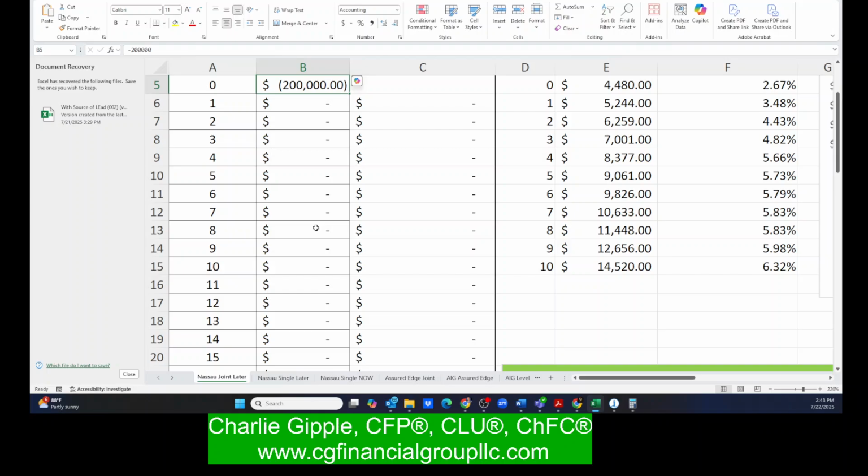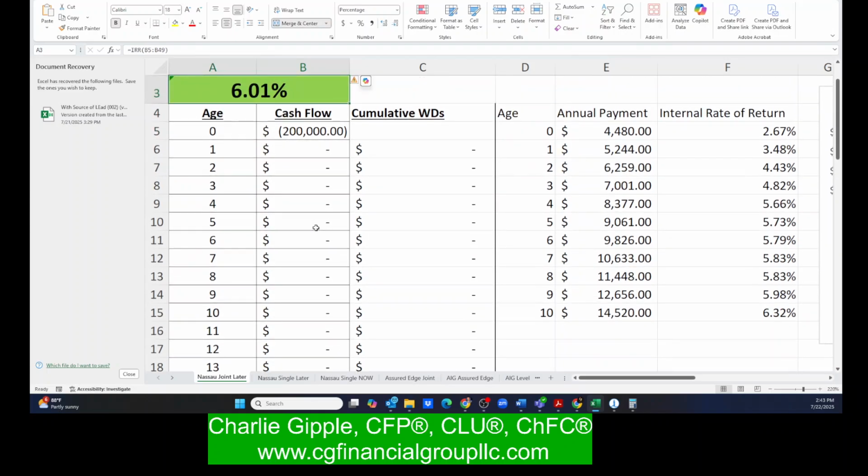So the question that we look at here, or the answer that we're looking for, is: what is the internal rate of return on that cash flow? And I saved it for the end here. It's 6.01%. Given that somebody lives 30 years into retirement, given the $200,000 investment, which is what we did, and given that I activate the income at age 65, is that a bad thing?